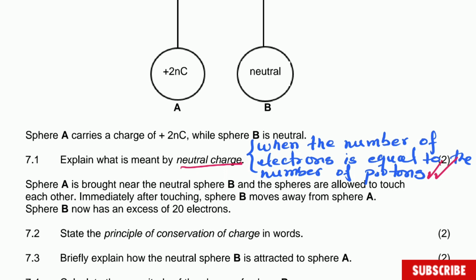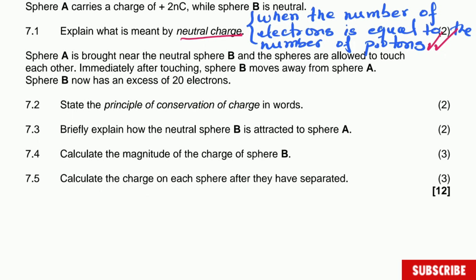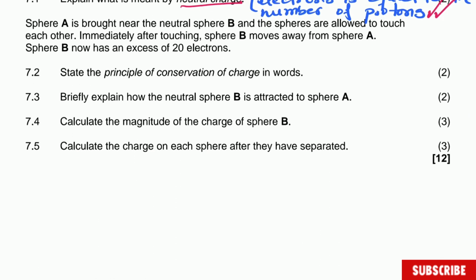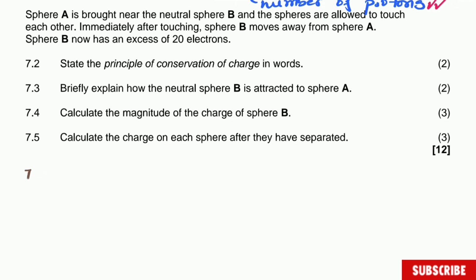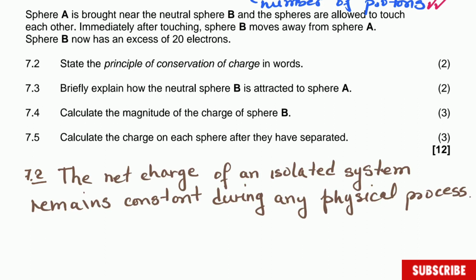So let's write that principle of conservation of charge here at the bottom for 7.2. So what does this principle state? It states that the net charge of an isolated system remains constant during any physical process. There are 2 marks for stating this law.